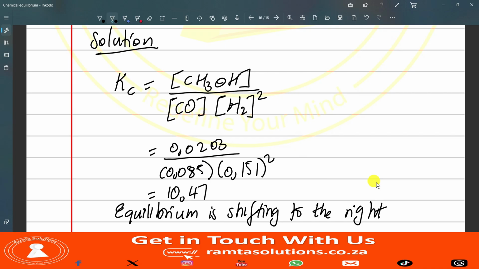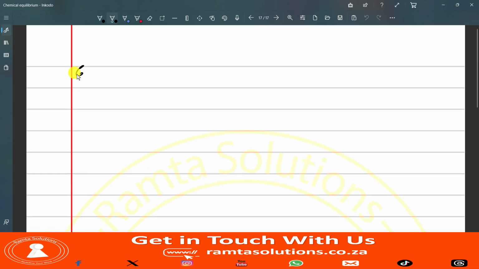So this is great. The next example that I'm going to do will be using the RICE table. I want you guys to pay attention. Now, I need to go to the next page. So example 3. I'm deciding to make 3 examples only.